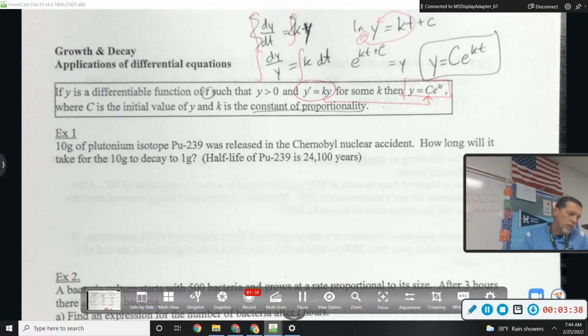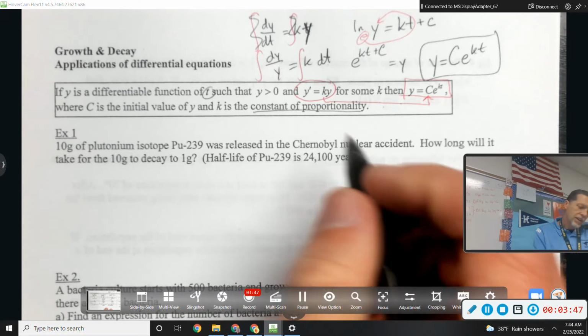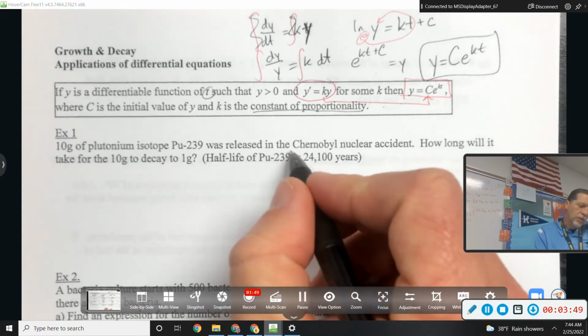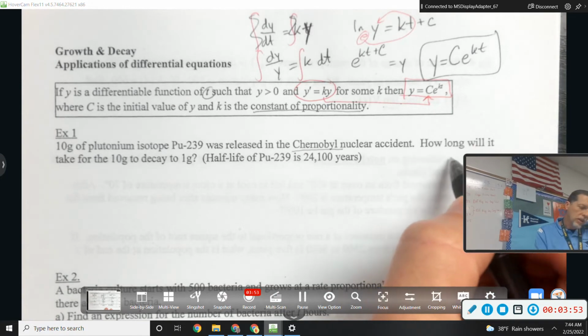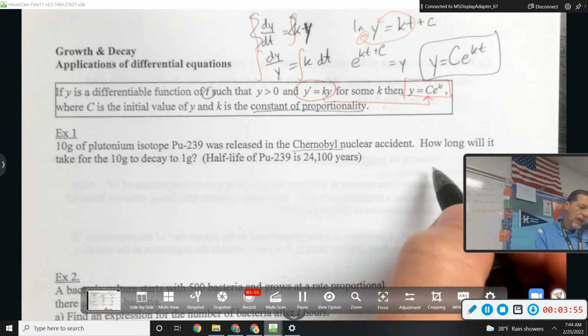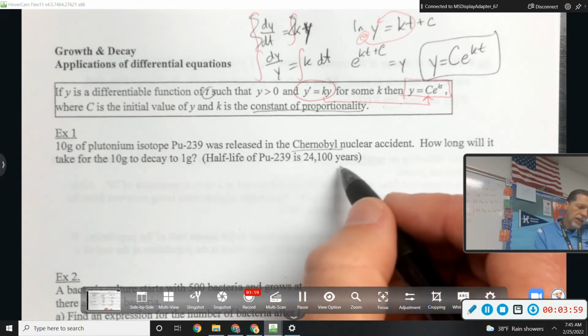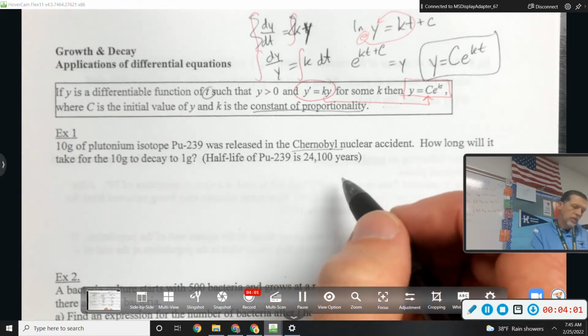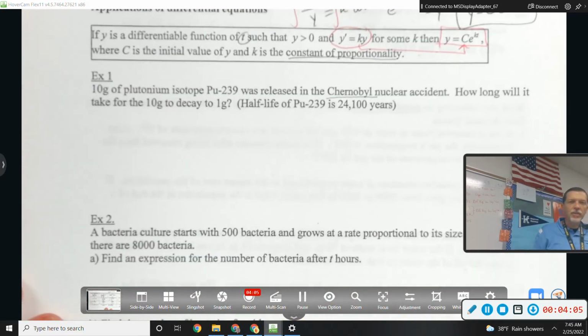All right, example 1. 10 grams of plutonium isotope Pu-239 was released in the Chernobyl nuclear accident. Chernobyl's in the news again right now, if you're following along at home. How long will it take for the 10 grams to decay to 1 gram? Half-life of Pu-239 is 24,100 years. That's a lot of information going on there.